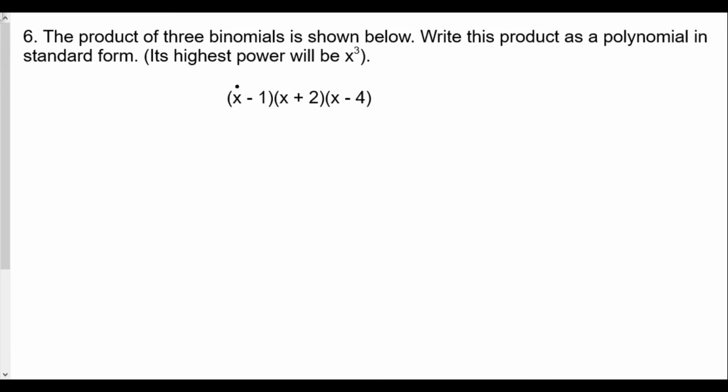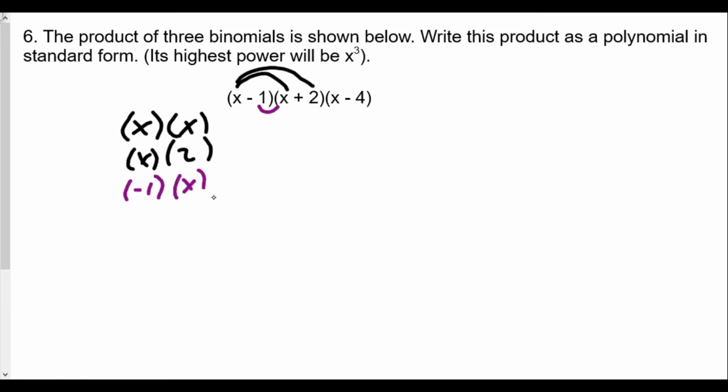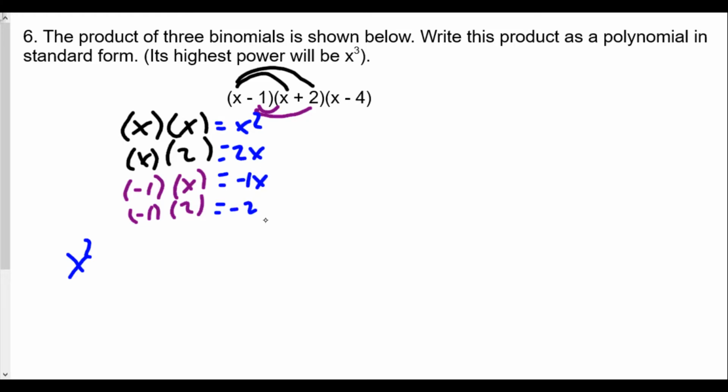So let's distribute here x times x. We'll take the first two. So x times 2. Then we'll have negative 1 times x. And then we'll have negative 1 times 2. And so here we combine everything together. We're going to get x squared, 2x, negative 1x, and negative 2. And the like terms are going to be these two terms here. So 2x plus negative 1x is going to be plus 1x minus 2. And this is the trinomial we have for the first two.